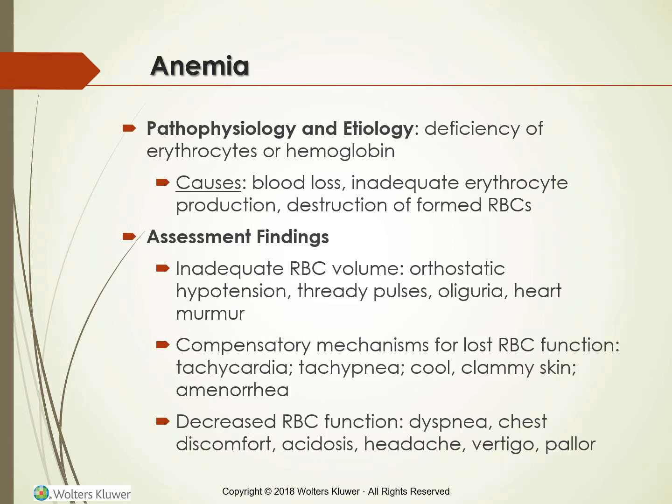COX-2 inhibitor. Assessment findings: acute hypovolemic anemia from severe blood loss is evidenced by signs and symptoms of hypovolemic shock, extreme pallor, tachycardia, hypotension, reduced urinary output, and altered consciousness. Symptoms of chronic hypovolemic anemia include pallor, fatigue, chills, postural hypotension, and rapid heart and respiratory rates.